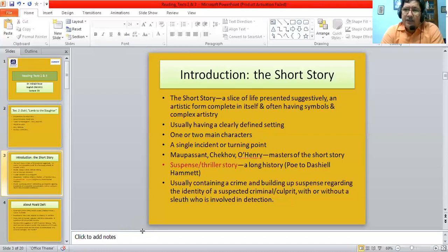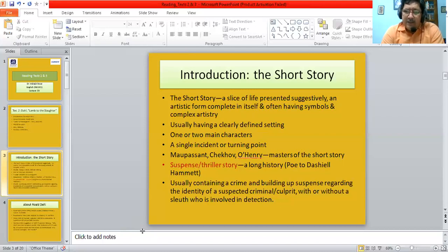Now, this type of short story involving crime and detection has a fairly long history, going back to the writings of Edgar Allan Poe in the United States in the 19th century, and extending up to the writings of Dashiell Hammett in the early 20th century.